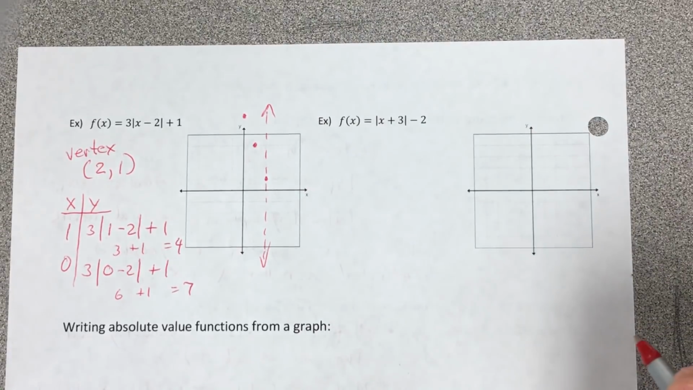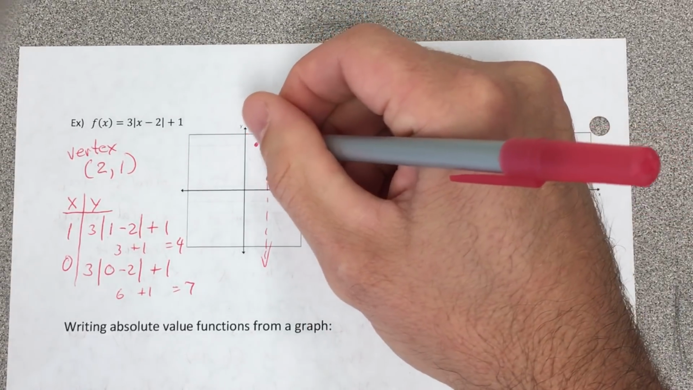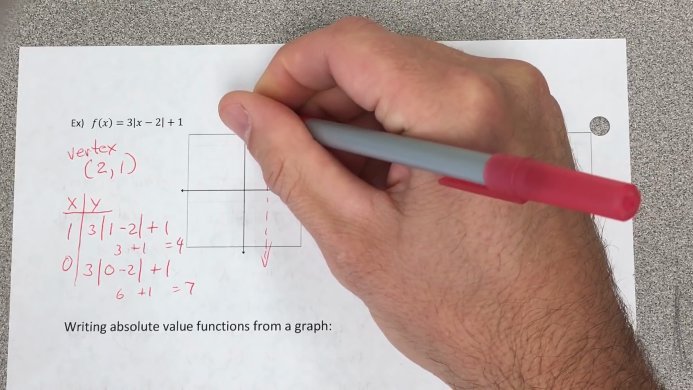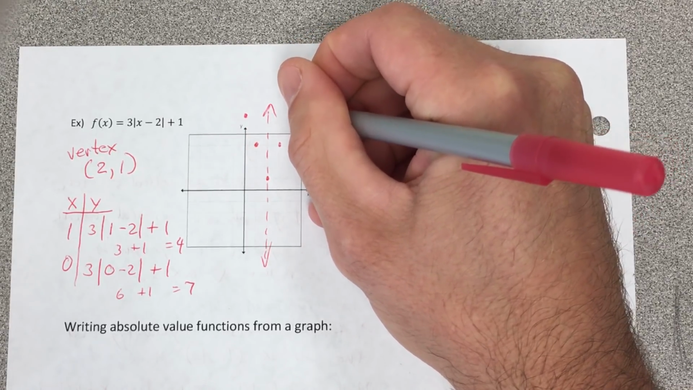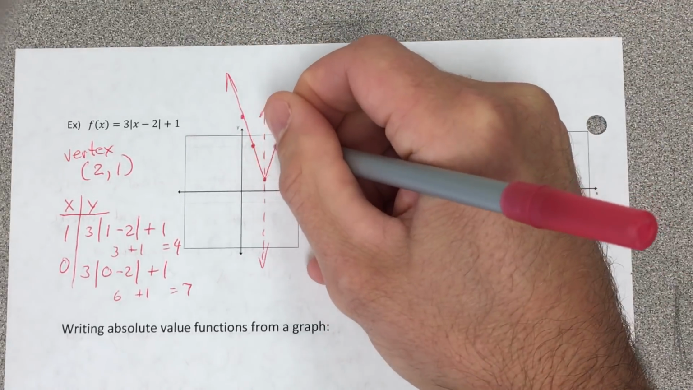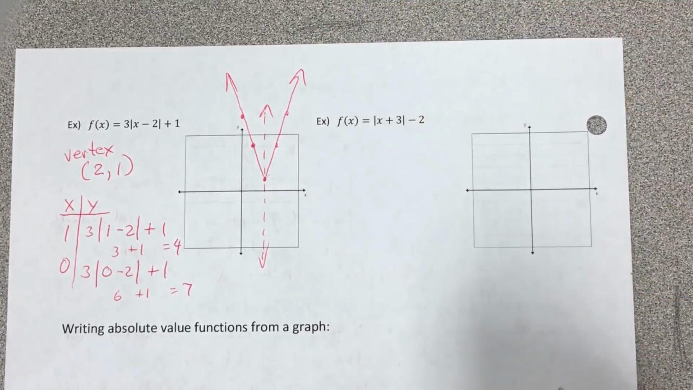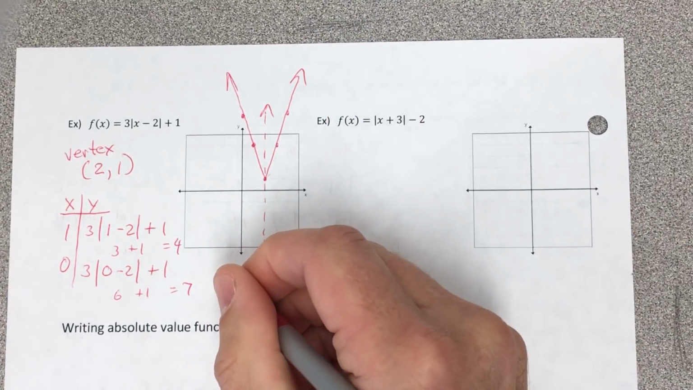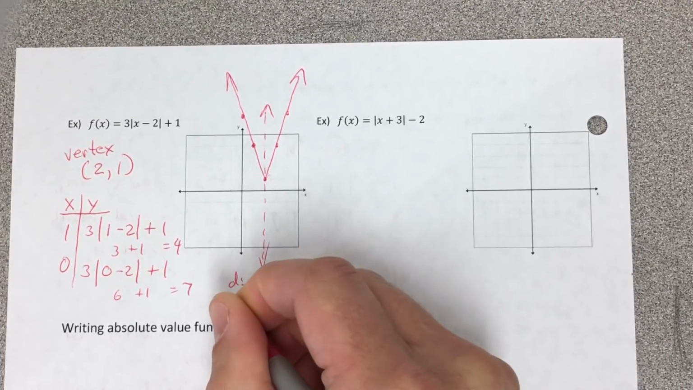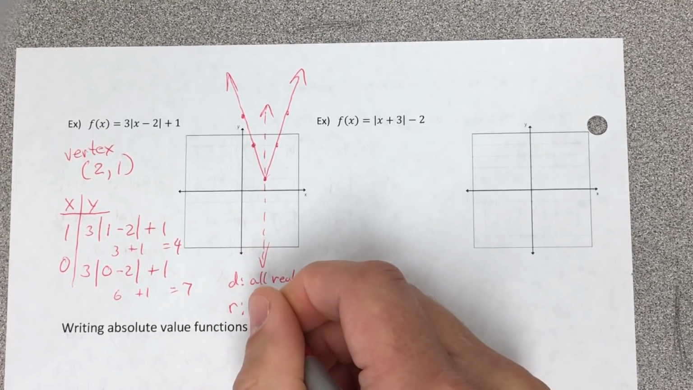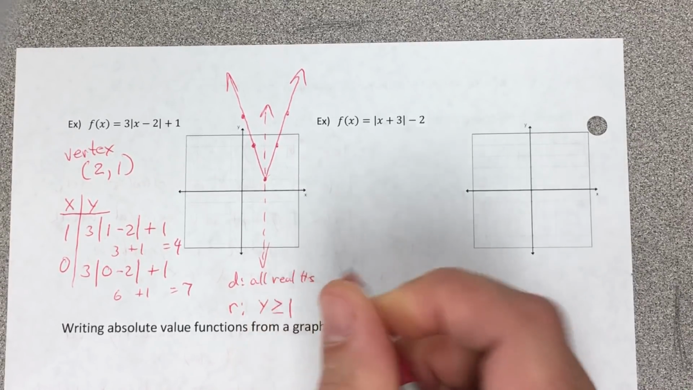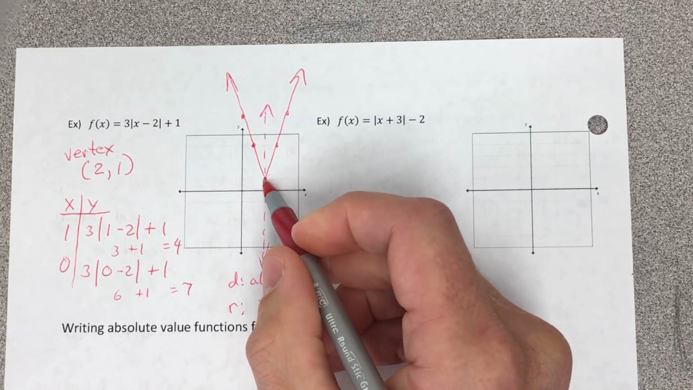I know I go off the graph a little bit, but that's okay. And then we reflect them over. So 1 to the left is now 1 to the right. 2 to the left is now 2 to the right. And we have ourselves a pretty nice absolute value graph. The domain, still all real numbers. The range, since it's going up, we're going to say y is greater than or equal to 1. Our lowest point is 1 there.